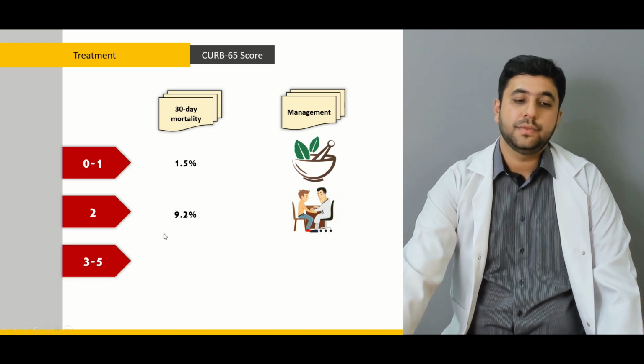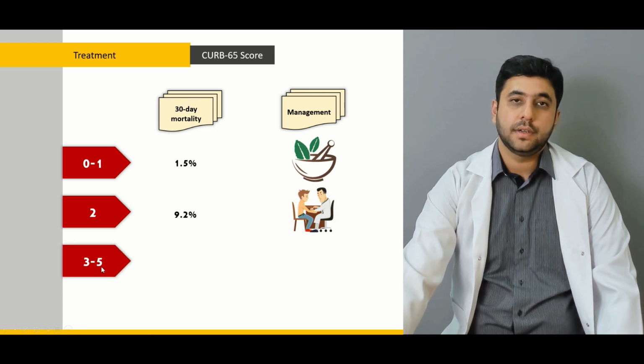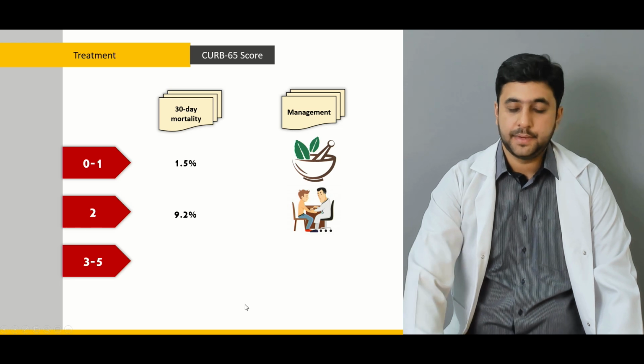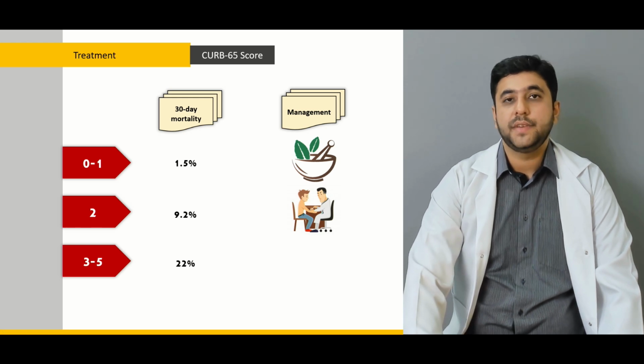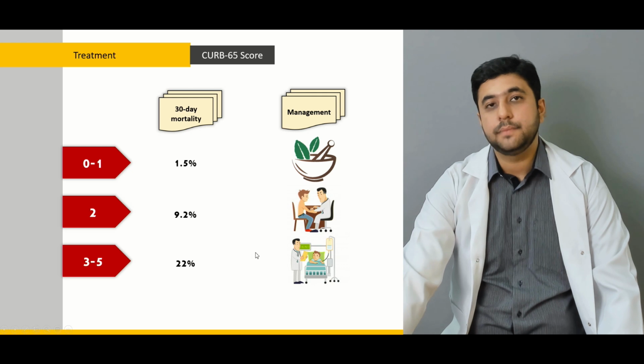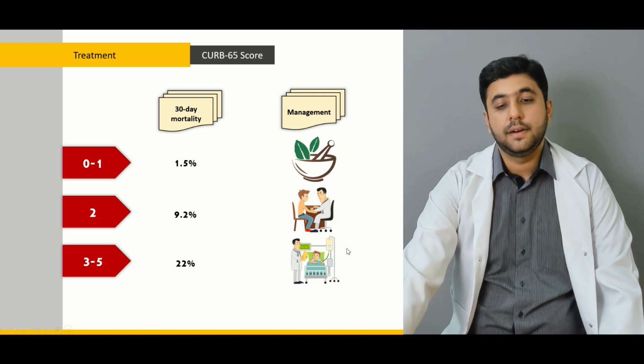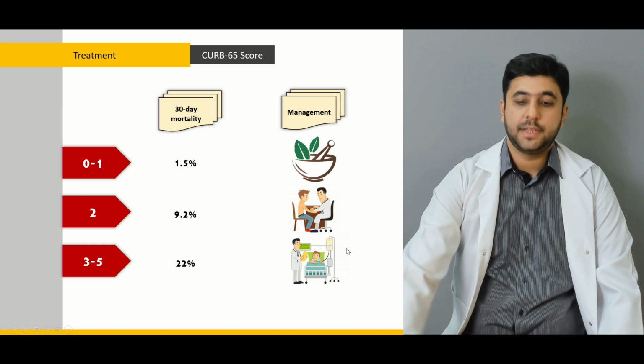For the last 3 to 5 points, if a patient has a score of 3 or more in the CURB criteria, the mortality rate goes way high. And these are the patients who are generally admitted in the ICU and need very prompt observation and very prompt therapy.